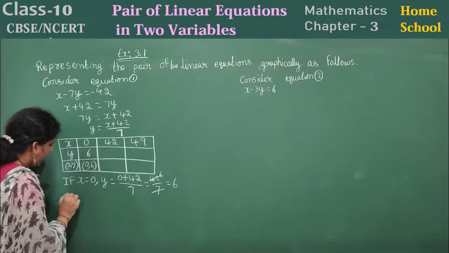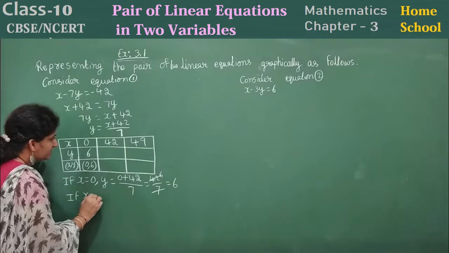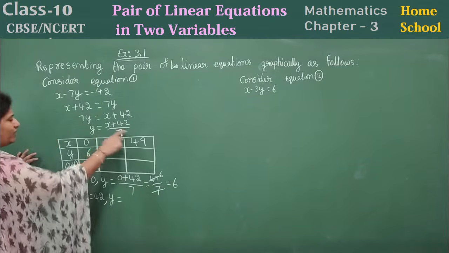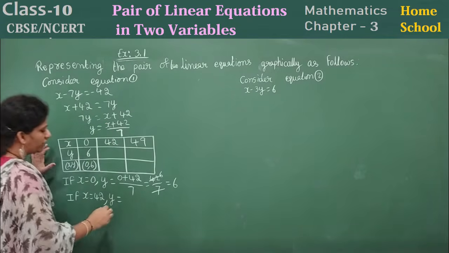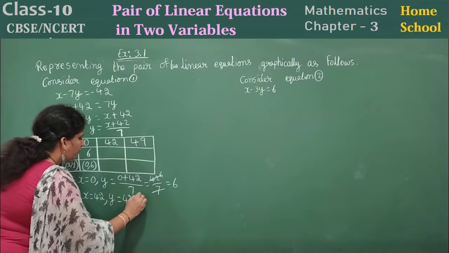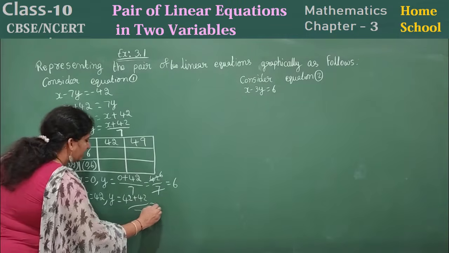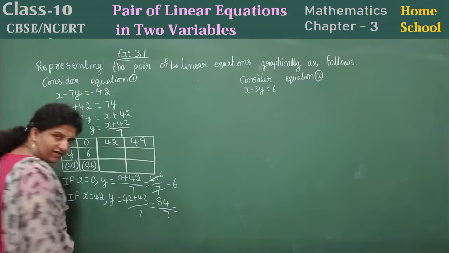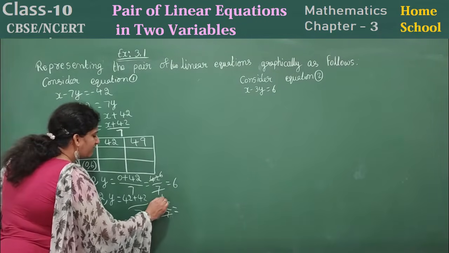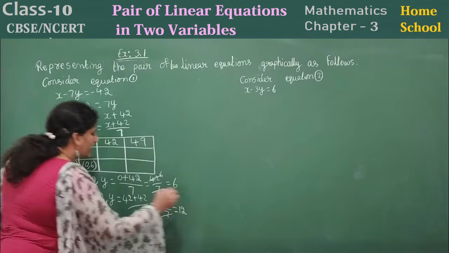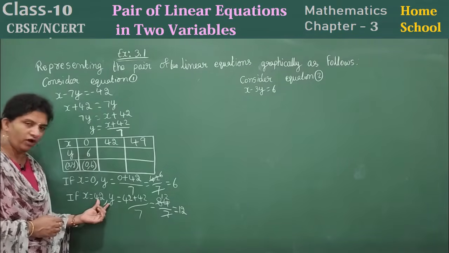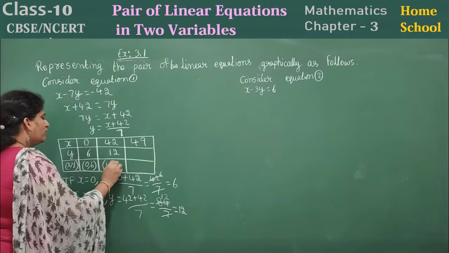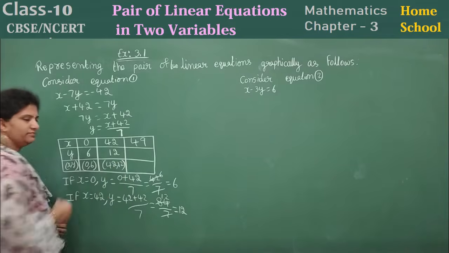Next, I have taken x equal to 42. What happens to y? Take the equation and in the x place you substitute 42. 42 plus 42 by 7, that will be 84 by 7. Cancel this. 7 1s are 7, 7 2s are 14, that will be 12. If x is equal to 42, y is equal to 12. Write the coordinate 42 comma 12.